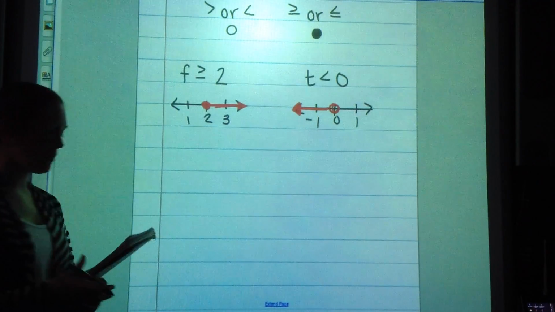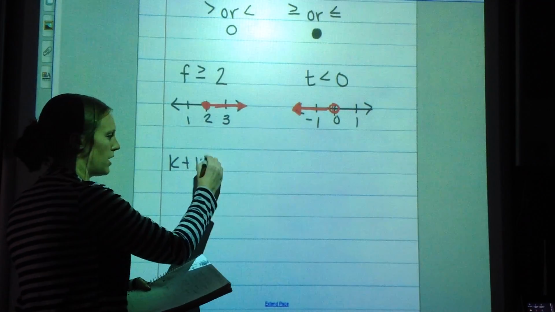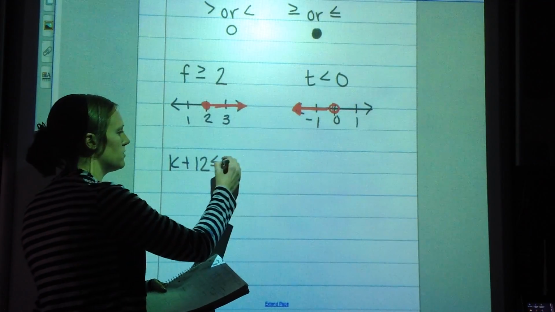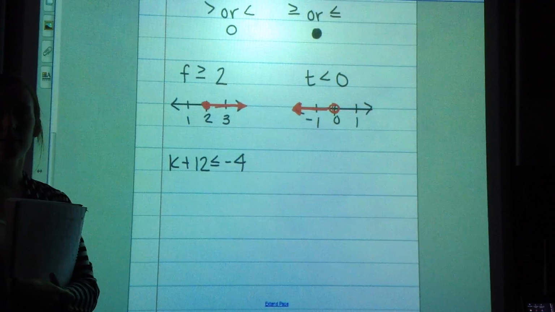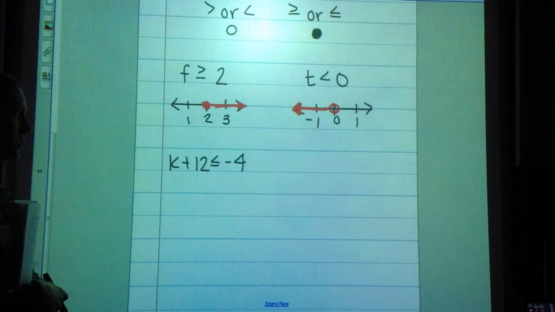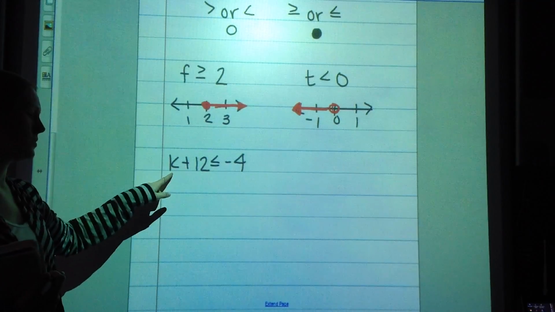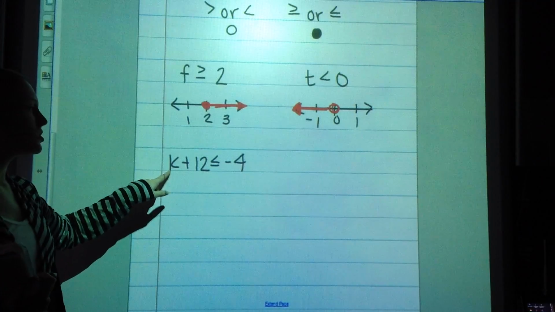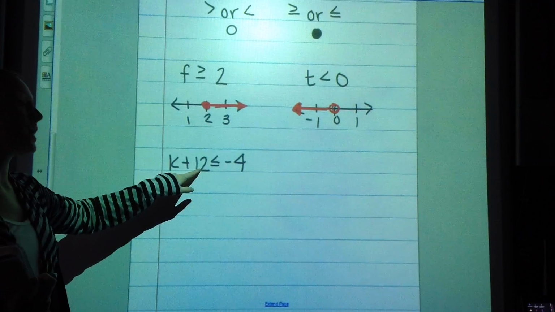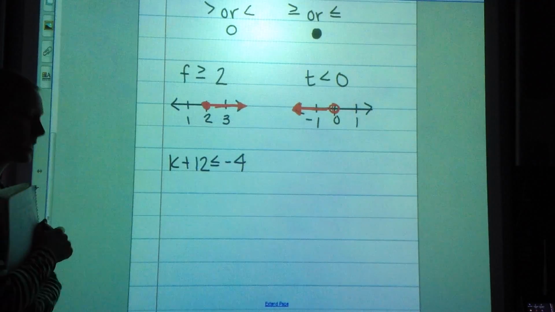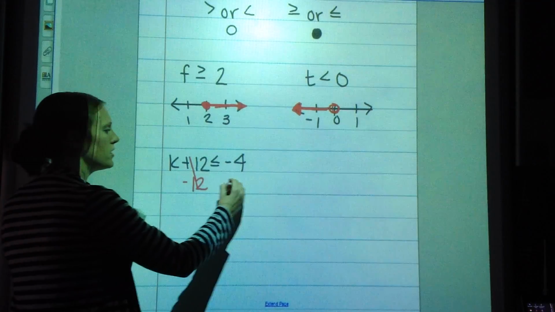Okay, let's start solving inequalities. K plus 12 is less than or equal to negative 4. You're going to solve inequalities the same way that you would solve equations. You're going to want to isolate the variable on one side of the inequality symbol. So here the k is going to stay. To do that, you're going to use the inverse operation of 12. The opposite operation of adding is subtracting. Whatever you do to one side, you do to the other.